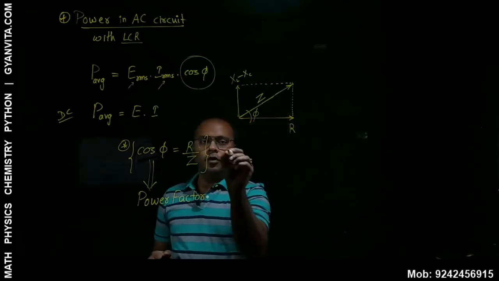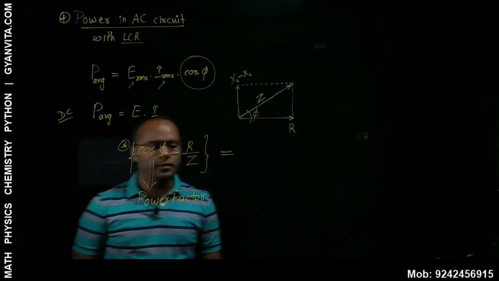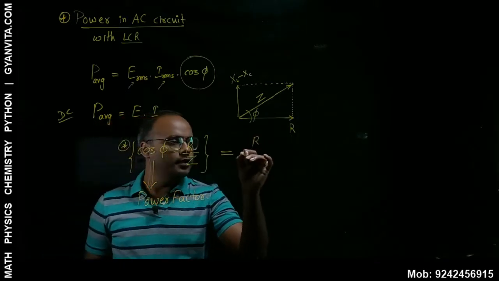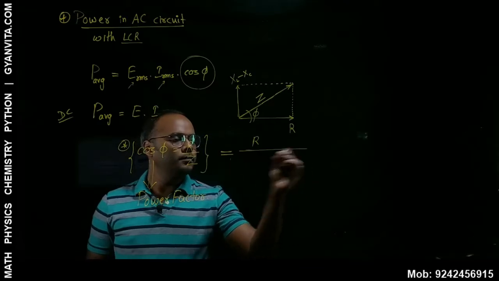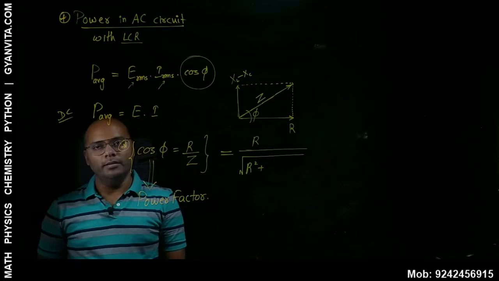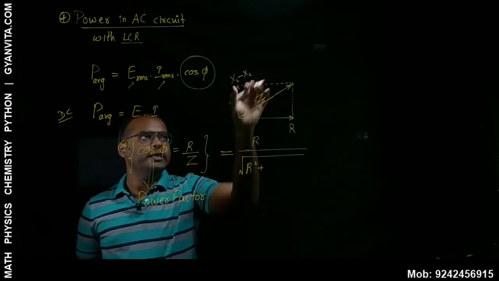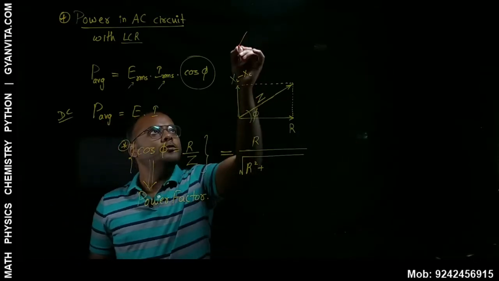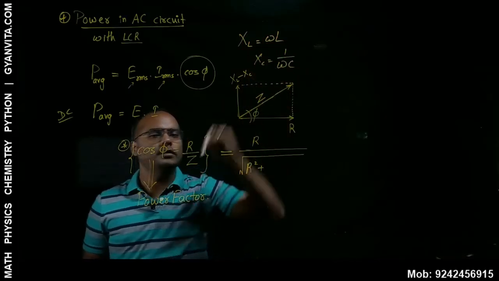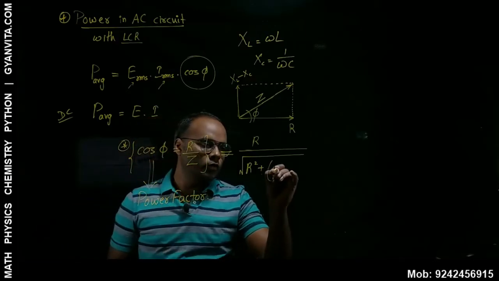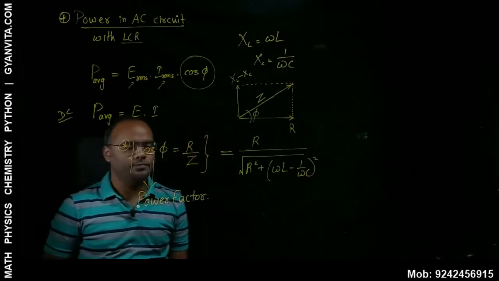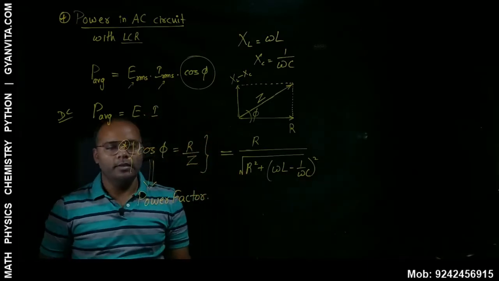And if you want to write it in other terms, then this R by Z can be written as R divided by root of R square plus XL minus XC whole square. And if you remember, XL is omega L and XC is 1 by omega C. So this is equal to R divided by root of R square plus omega L minus 1 by omega C whole square. So that is your cos phi. This is called power factor.